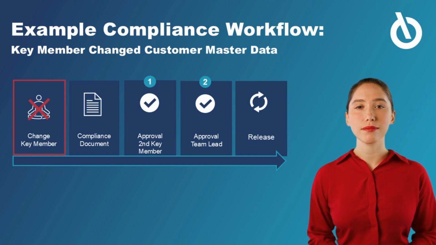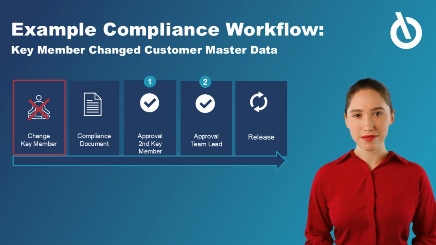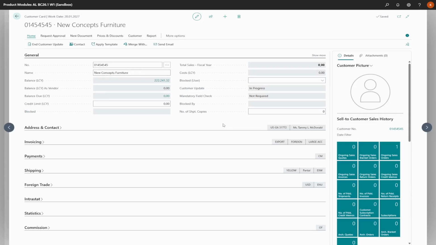Now, I would like to demonstrate in Business Central how this check is applied when a user who is not authorized to change the credit limit modifies this field. We are now logged in as a user who belongs to the permission group Team Lead and therefore does not have the change permission required to change the credit limit. If we modify this amount and then click End Customer Update in an attempt to save, we receive a corresponding error message.